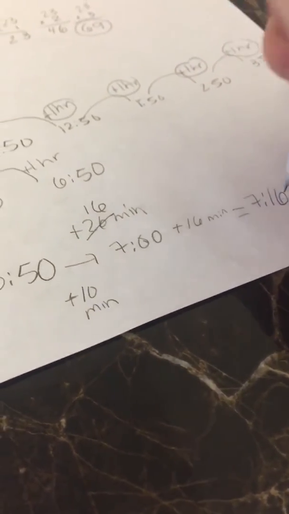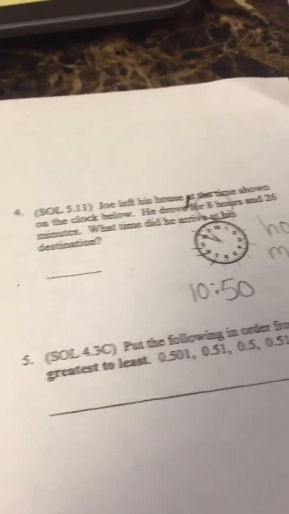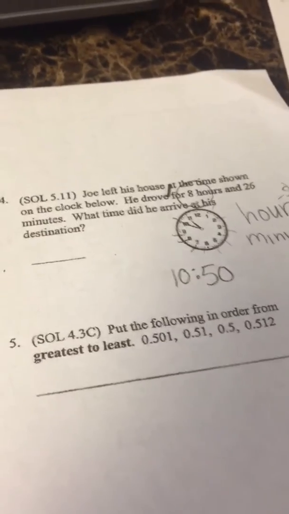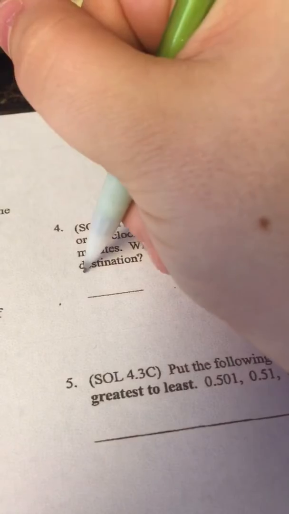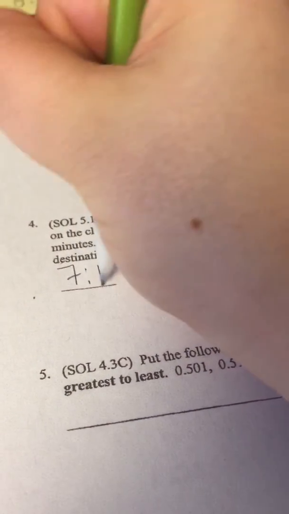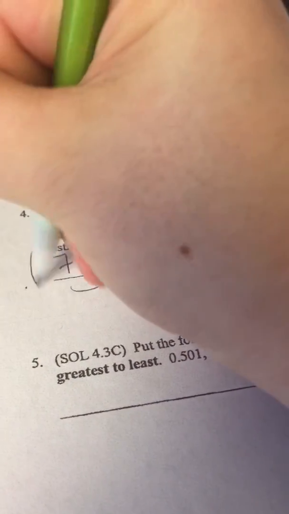So if I add 16 minutes to 7 o'clock, I arrive at my answer, 7:16. And we're not sure if it's AM or PM because the problem doesn't tell us that. So we're just going to write 7:16. And that will be our answer.